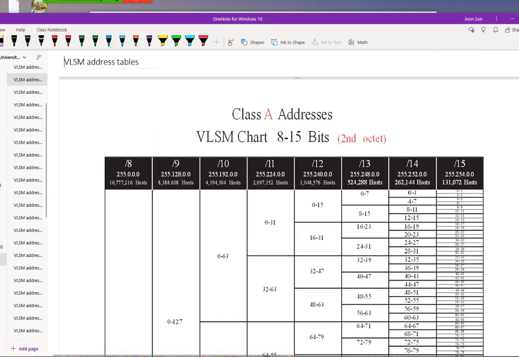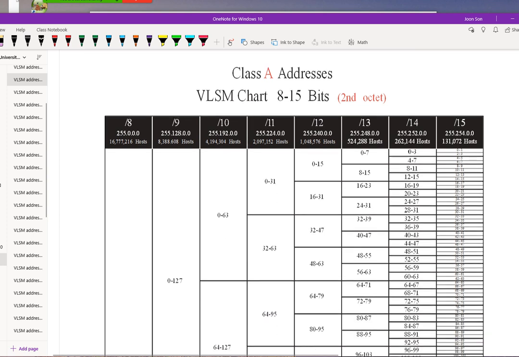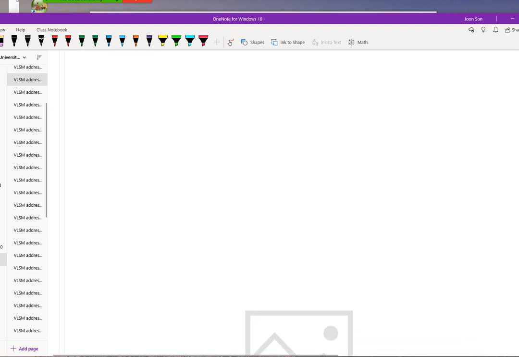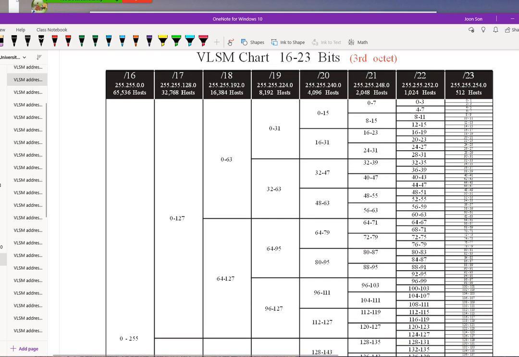So this is Class A. If you look at the /15, it's not 1 million, sorry, it's about 0.13 million, so about 100,000. So immediately I know that I'm not going to use the Class A VLSM chart. Instead, I look at the Class B.